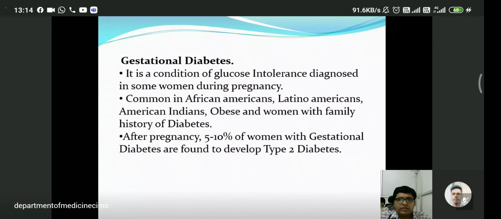Gestational diabetes, as I told, is a condition of glucose intolerance diagnosed in some women during pregnancy. Before pregnancy, they were normal, but during pregnancy some amount of glucose intolerance is diagnosed. They are known as gestational diabetes. Epidemiologically it is found all over the world, but it is more common in African and Indian populations. These are obese females, or with a family history of diabetes. After pregnancy, usually they become normal, non-diabetic, but 5 to 10% of this gestational diabetes will turn into type 2 diabetes mellitus.